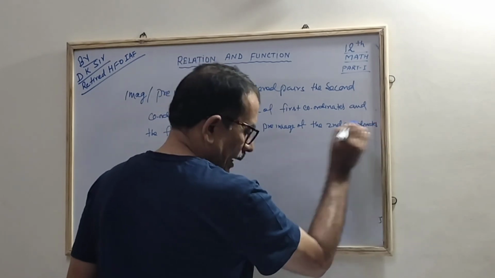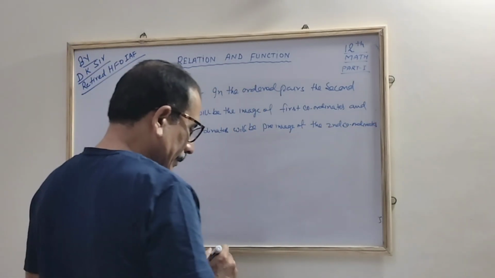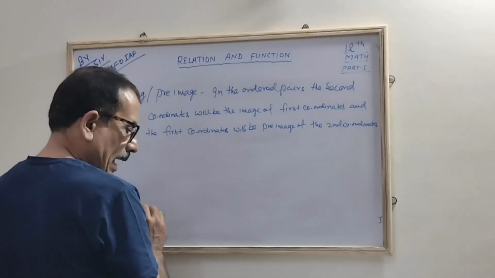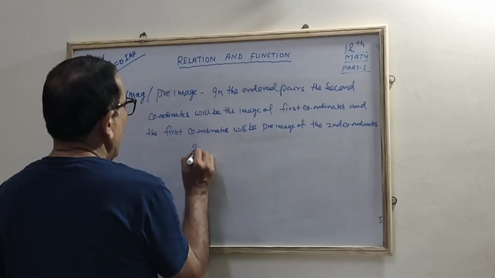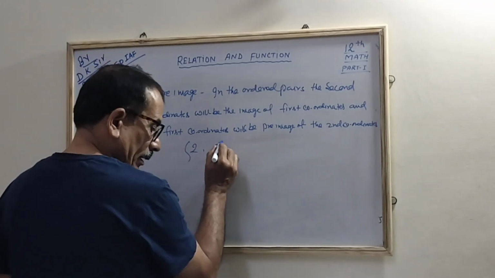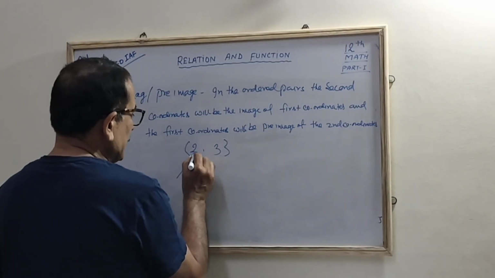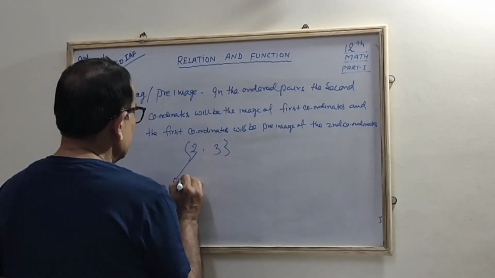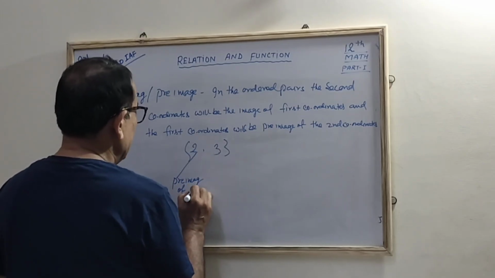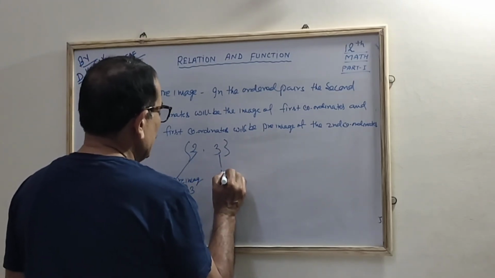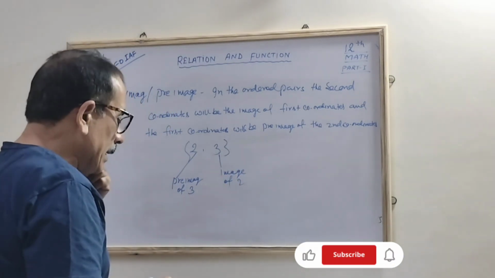If I give an example, you can understand. Correct? So suppose we have the 2 and the 3 here. In that, we can find that 2 is the pre-image of 3, and 3 is the image of 2. Understood? This is called the image of 2.